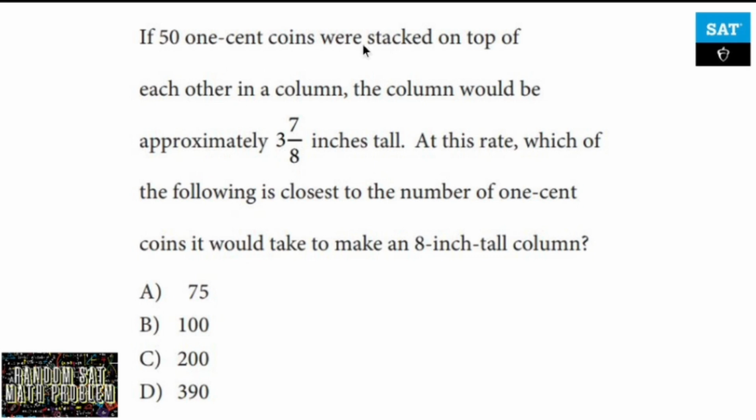If 50 1-cent coins were stacked up on top of each other in a column, the column would be approximately 3 7/8 inches tall. By the way, we call those pennies here in America, but they're also called 1-cent coins. At this rate, which of the following is closest to the number of 1-cent coins it would take to make an 8-inch tall column? All right, well, basically, that guy is a teensy bit shorter than 4 inches. So if 50 coins, all right, that's not how you spell coins. That's how you spell coins.